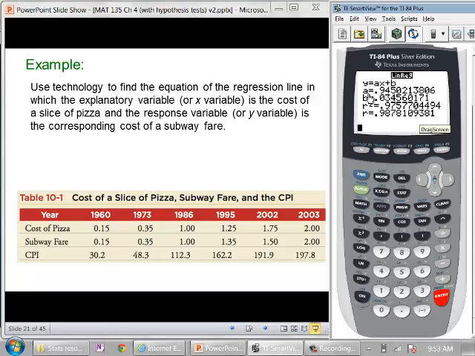Now if this is a line that's going up from left to right that has a positive correlation, then the a is going to be positive. If it's going down from left to right so that there's a negative relationship, then your a will be negative.